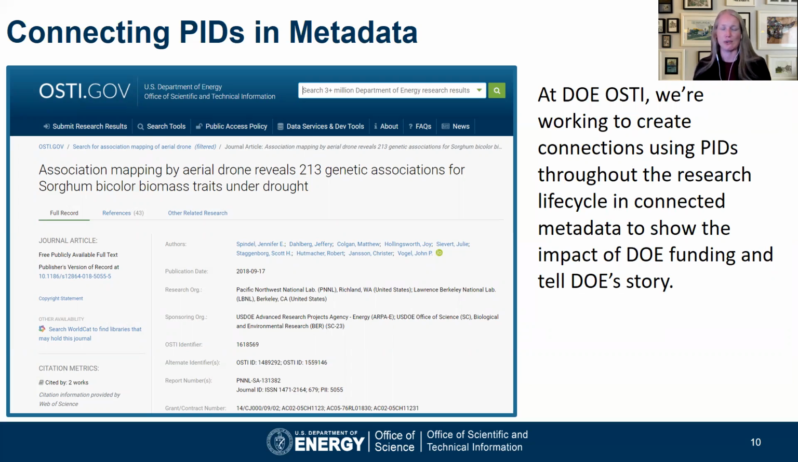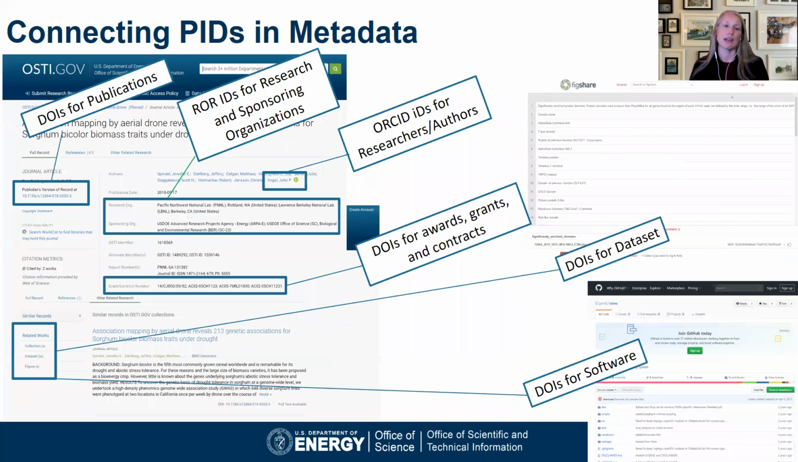It's a journal article with typical information that you'd find about a journal article. It has the title, it has the authors, research organization, sponsoring organization, award numbers, things like that. And much of this is just text-based right now, which is very valuable, but it would be even more wonderful if we had persistent identifiers associated with all this information. So that's what we're working to do.